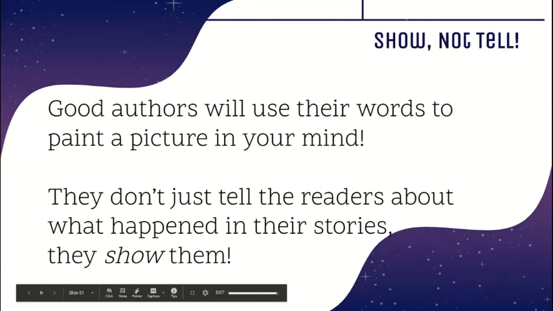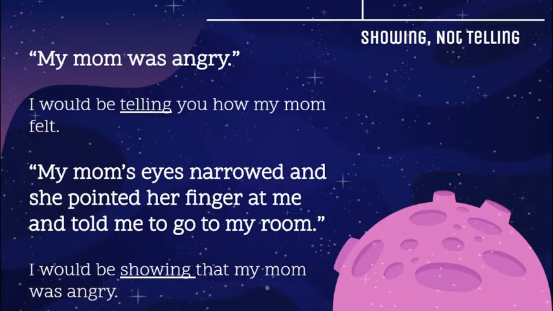Well, let me give you an example. Let's look at the sentence here. It says, my mom was angry. So you're just telling me about how your mom felt. You're not showing me anything. You're just telling me my mom was angry. That's not a very interesting sentence. That doesn't really help us when we are writing narrative stories.